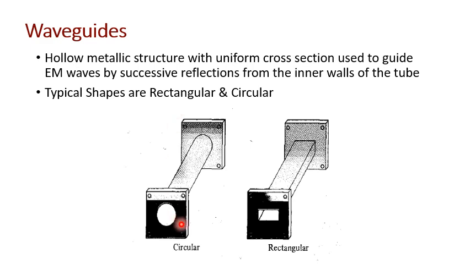This figure shows two types of waveguides. One is a rectangular waveguide which has a rectangular cross section, and the other is a circular waveguide in which the cross section is circular.